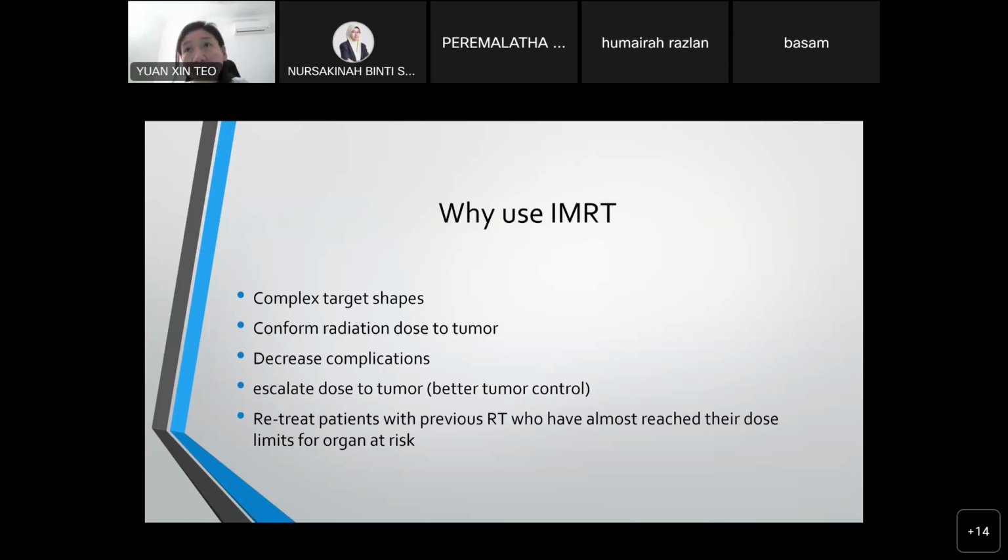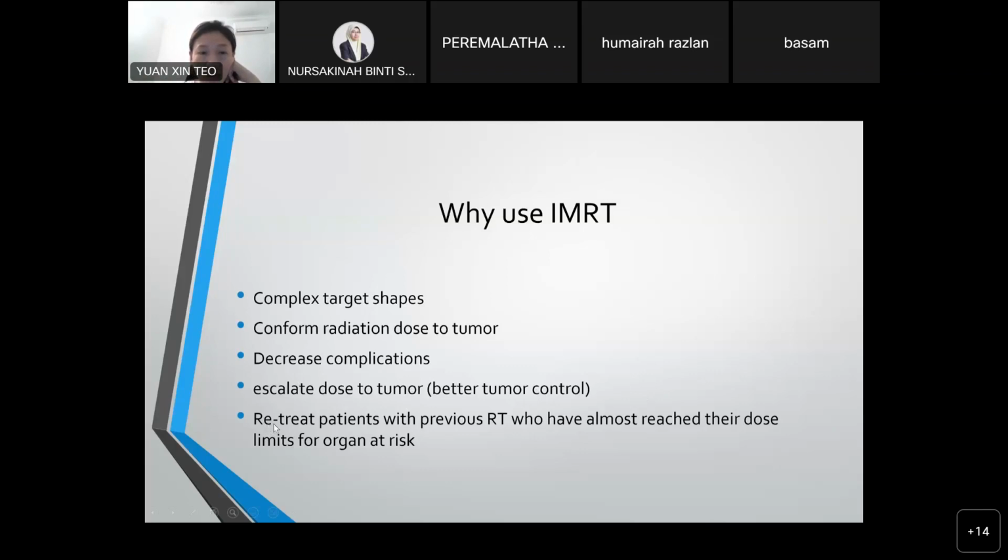For example, in CA lung, if we are using 3D conformal techniques only, we may hurt the normal lung tissue much more compared to the IMRT technique. So if using the IMRT technique, we can reduce the pneumonia side effects compared to 3D. So okay, it's also better tumor control.